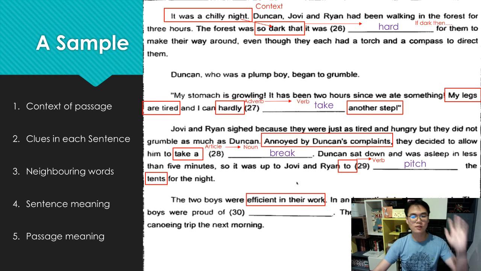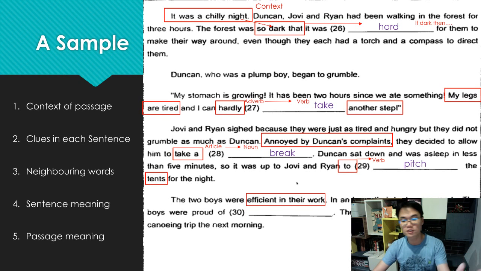Okay, last one. Okay, the two boys were efficient in their work, and the word efficient simply means very fast, very effective. They did it very well.